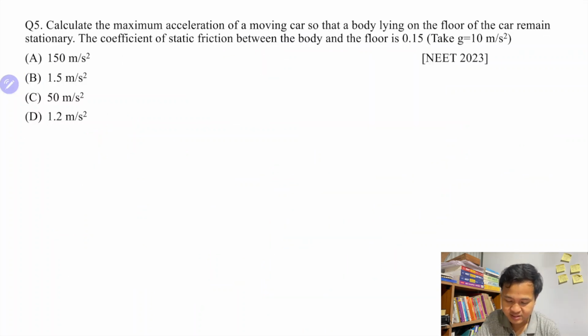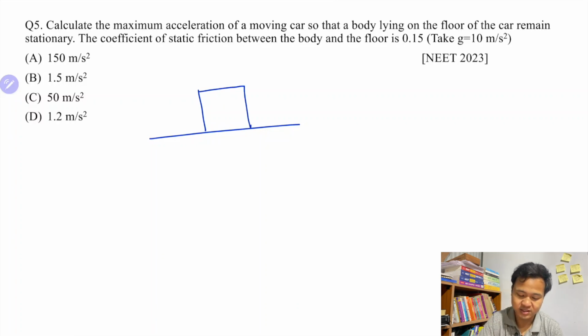Okay, a medical exam question. Find the maximum acceleration of a moving car so that the body lying on the floor of the car remains stationary. So let's say this is one box. It is lying here. So mass is, let's say, m.